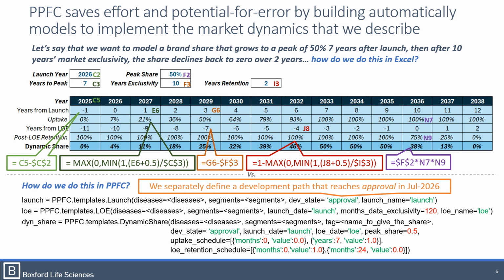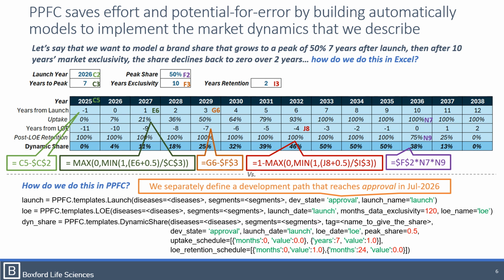By contrast, let's see how we would implement these same dynamics in PPFC, shown here at bottom. We assumed before this that we have already defined a clinical development pathway that culminates in an approval state that, if successfully reached, means that we can launch our drug. We define a date named launch that we set in whatever diseases and segments we're modeling to be triggered by success in this approval development state. We similarly define a date named LOE that comes 120 months or 10 years after the launch date.